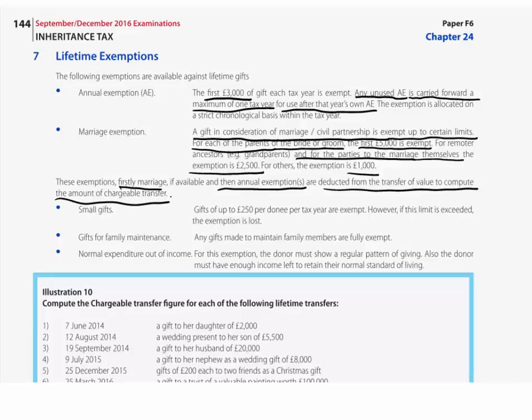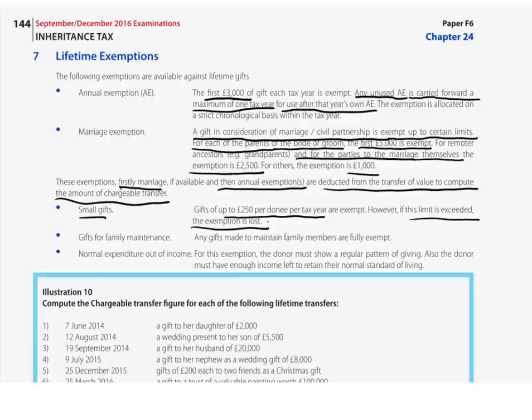There are then other exemptions that will just be exempt full stop. Won't be a deduction, it will just be that amount is exempt. Firstly, small gifts. What is small? Up to £250 per donee per tax year. £250 per donee per tax year exempt. But if that limit is exceeded within the tax year, there's no exemption.